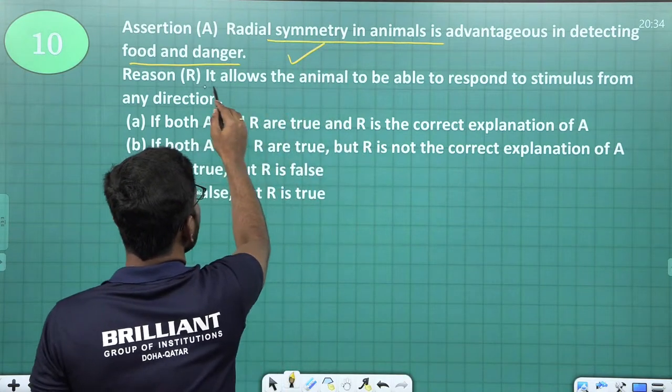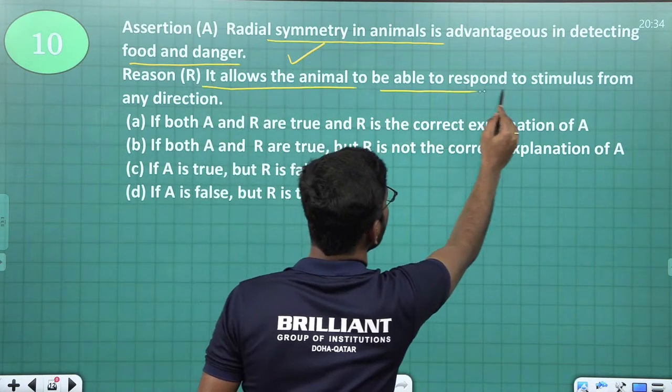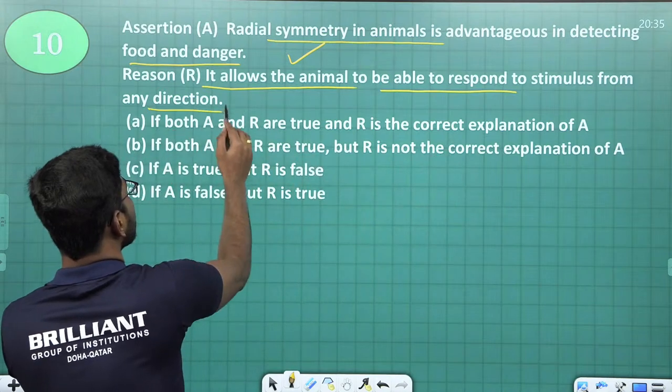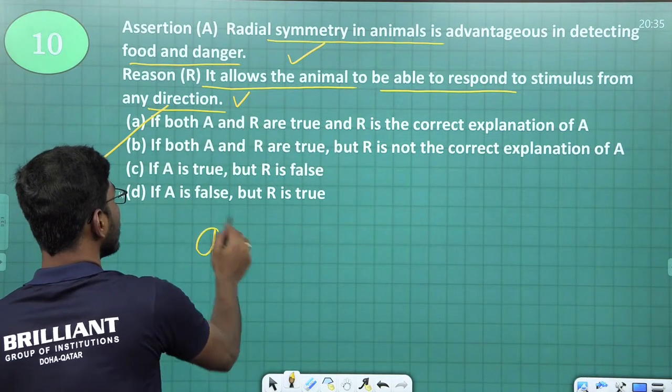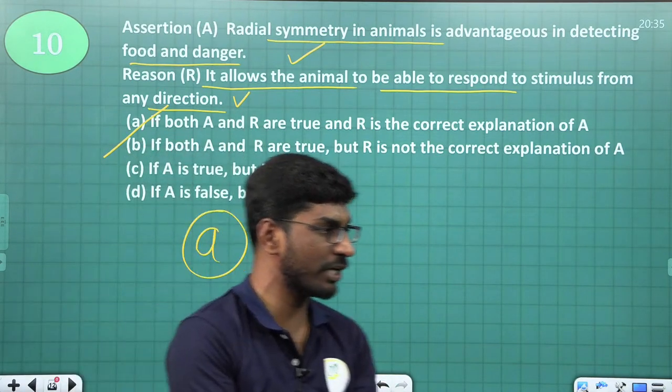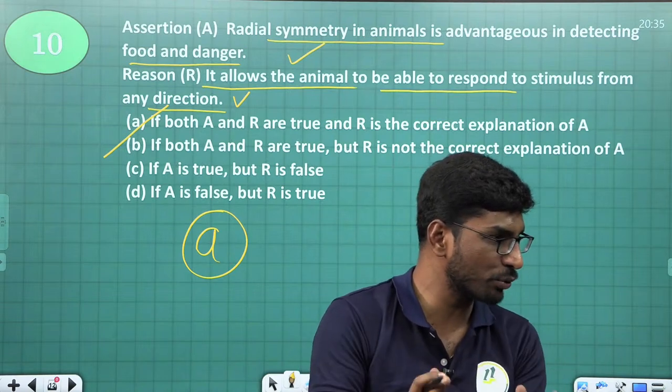This statement is correct. It allows the animal to respond to stimulus from any direction. Absolutely correct. So the answer is A. This is the right explanation, the right answer. Yes, both are true. Right one.